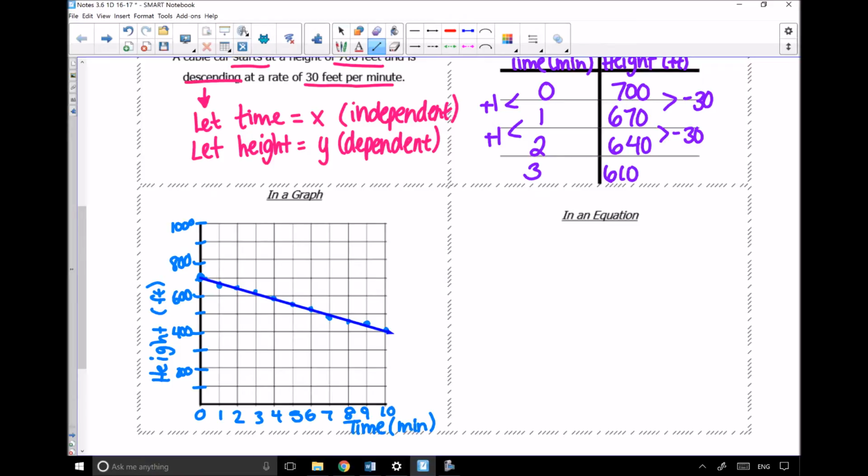Okay, so now that I've done that, I can go ahead and write out my equation. Well, I know for a fact that this is partial variation. And how do I know it's partial? Because there's a rate of change and there is an initial value. Okay, so since I know there's a rate of change and an initial value, I can use my equation for partial variation.